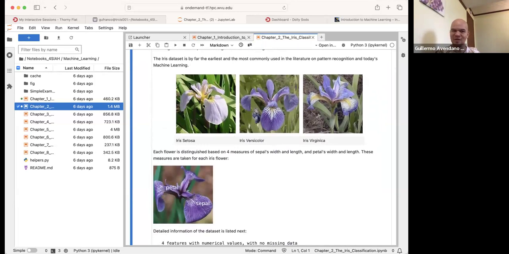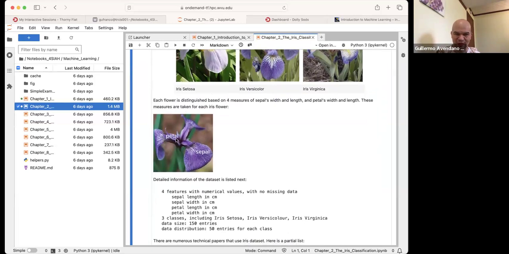Those are the flowers, and they have this sepal here and this petal here. So they are measuring the length and the width of this side of the flower, and the length and width of this sepal here, the two other sides of the flower. Here you see the petal, the sepal, and they have different measurements. And the whole thing was to classify that.